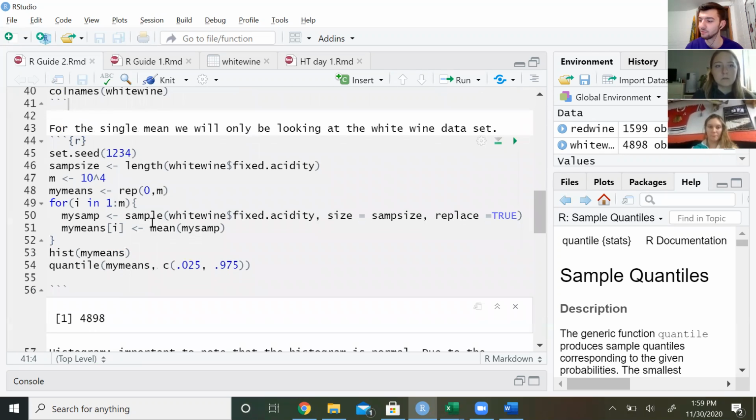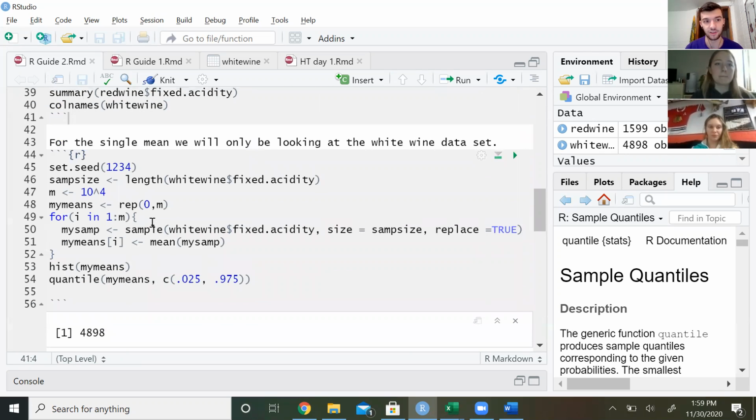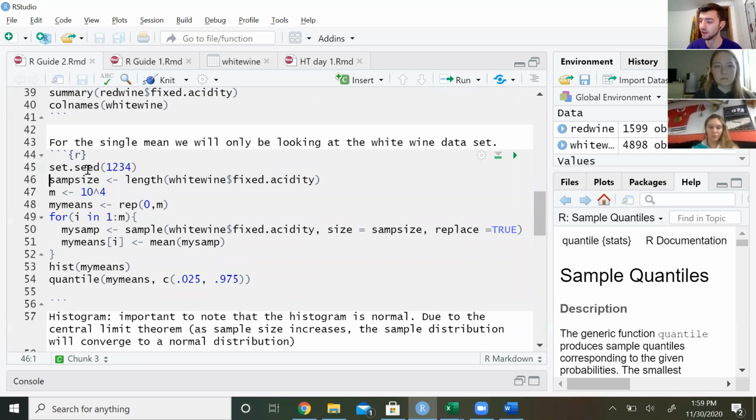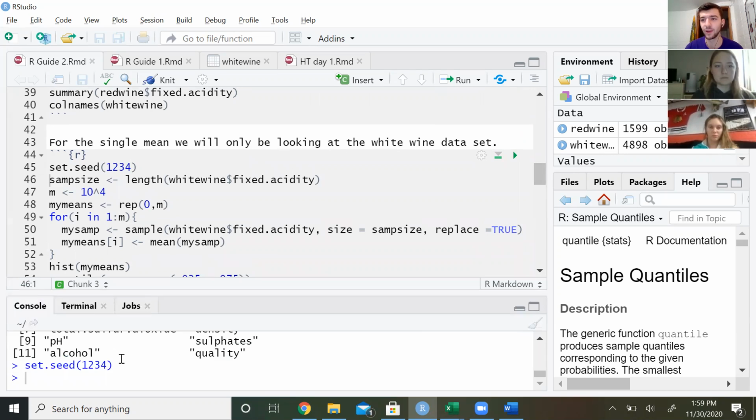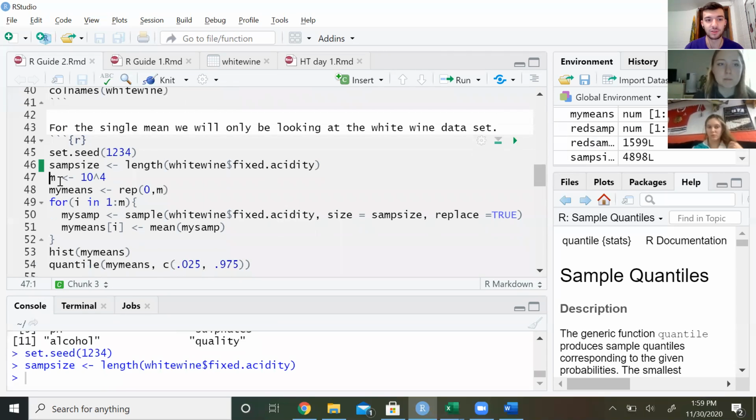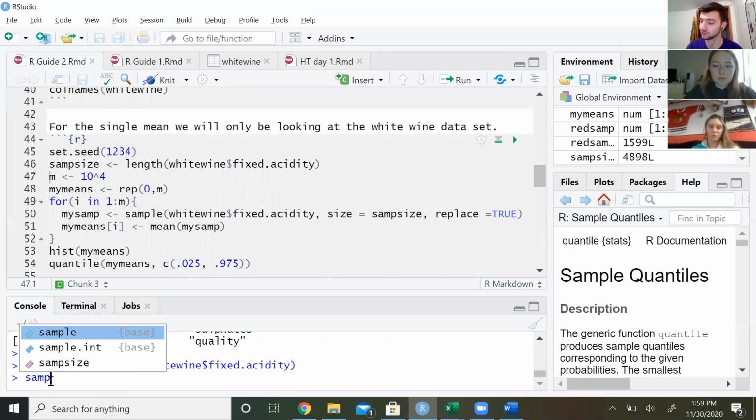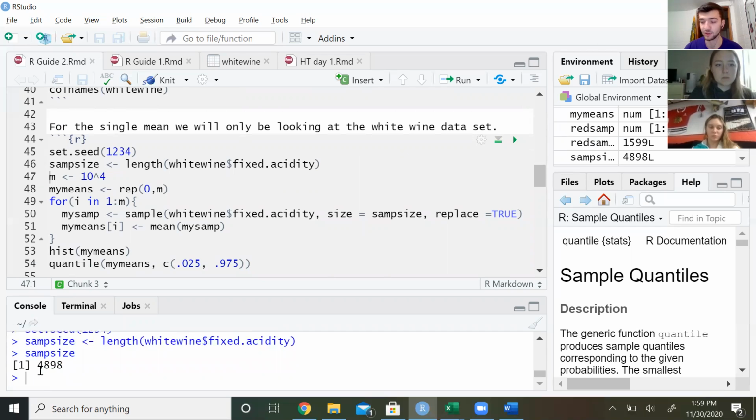So now that we have our wine acidity data entered, we can look at our loop for the single mean, which is looking at white wine fixed acidity. Just getting into the code, we start with set.seed as 1, 2, 3, 4. This just makes our data replicable so we can repeat it and get the randomly populated data each time be the same. We made vector sample size, which is the length of our white wine fixed acidity, our number of entries in fixed acidity for white wine.